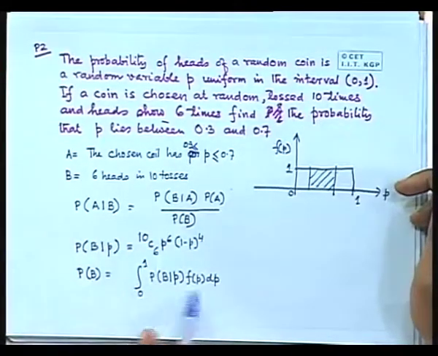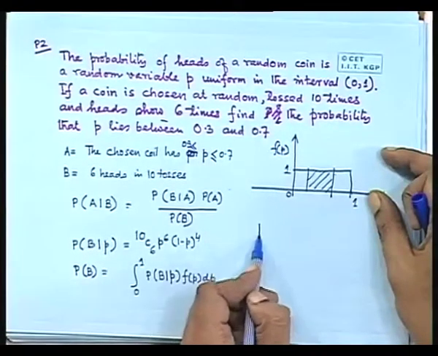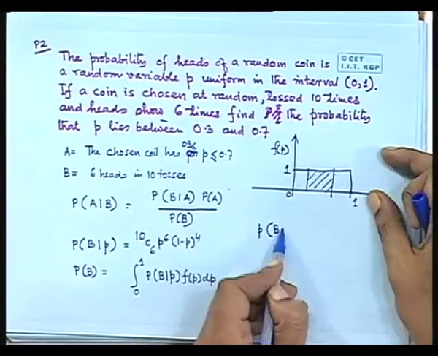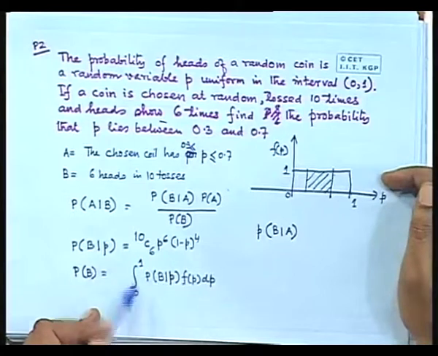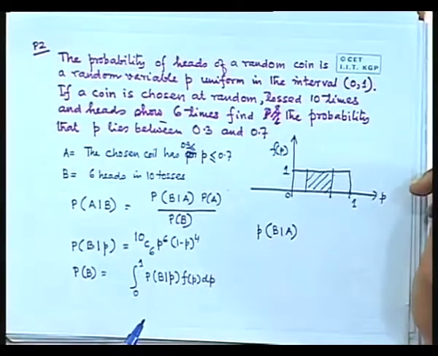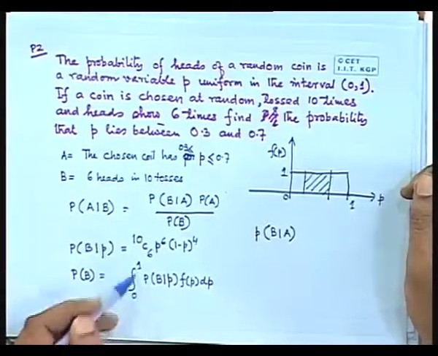P(B) also now we can calculate, we can simply put this here. That is reasonably simple to do. The tricky part is, what is probability of B given A? This is the tricky part. Now the probability of B given A is not just this between 0.3 and 0.7. That is not correct. You don't just change the integral limits here.